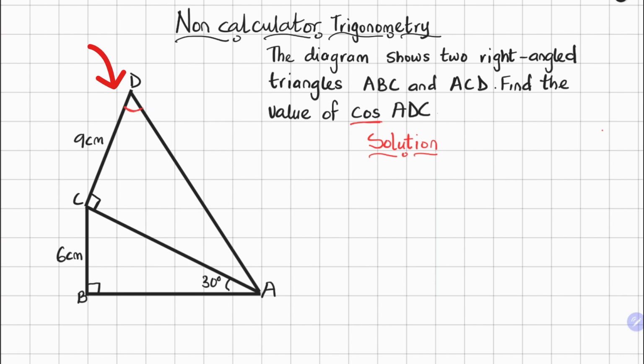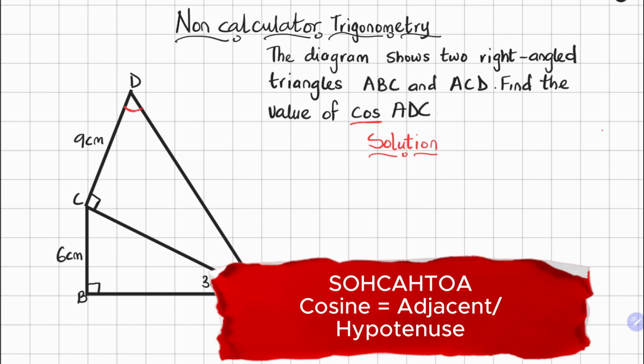Now, to find the cosine of that angle, we consider using our SOHCAHTOA. Why are we using SOHCAHTOA? Because it's a right angle triangle. So SOHCAHTOA will be appropriate. If it were not a right angle triangle, then we'd need to consider our sine rule or our cosine rule to find the length of sides or angles there. I hope you understand what I'm saying.